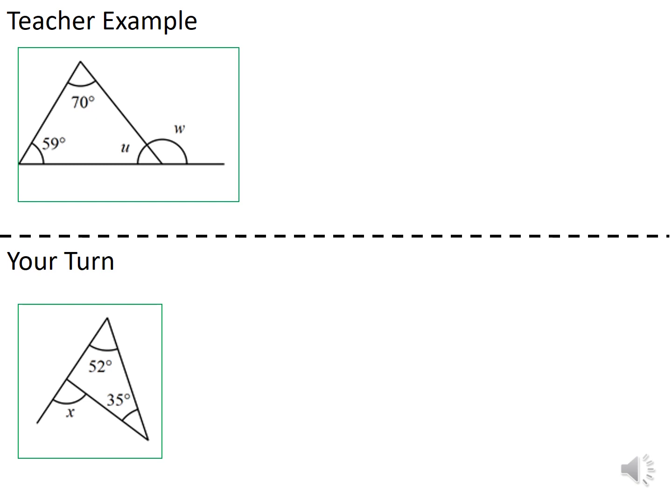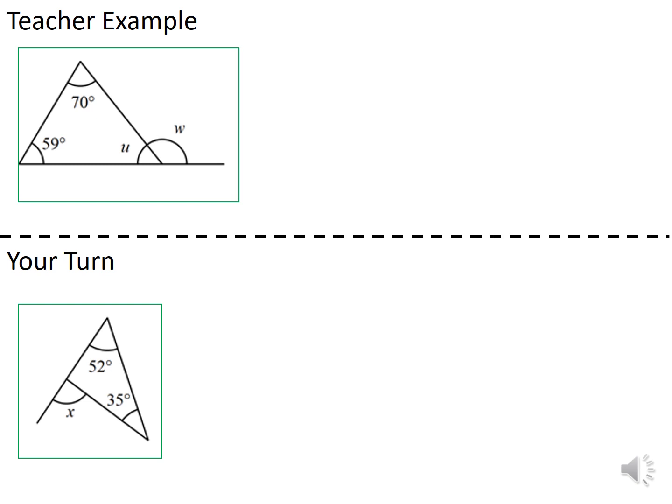Now, I'm going to show you a couple more examples. This is where it gets slightly trickier because we're using more than one angle rule. Now, if you look at my example, we have got U, which is within the triangle, and then we've got a W, which is not part of the triangle, but one thing you'll notice is that U and W create a semicircle, meaning that they are on a straight line.